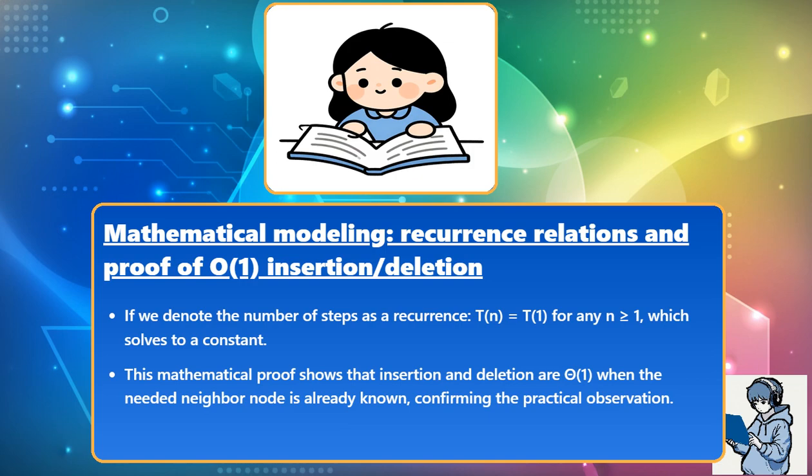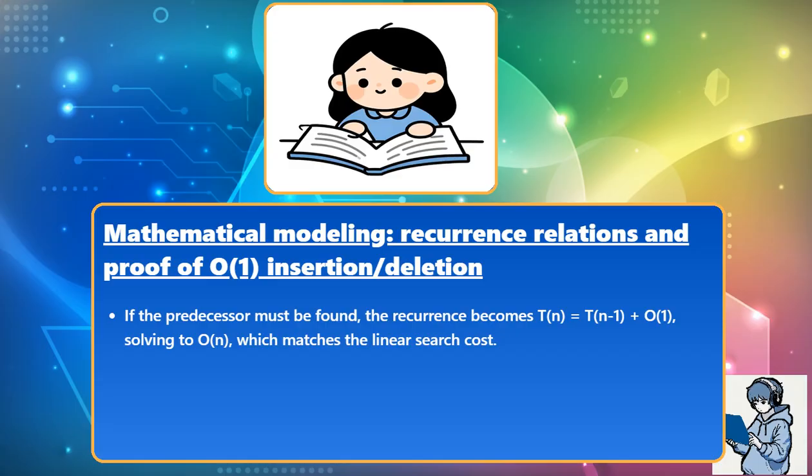This mathematical proof shows that insertion and deletion are Θ(1) when the needed neighbor node is already known, confirming the practical observation. If the predecessor must be found, the recurrence becomes T(n) = T(n-1) + O(1), solving to O(n), which matches the linear search cost.